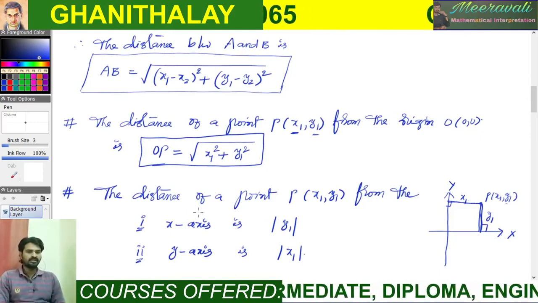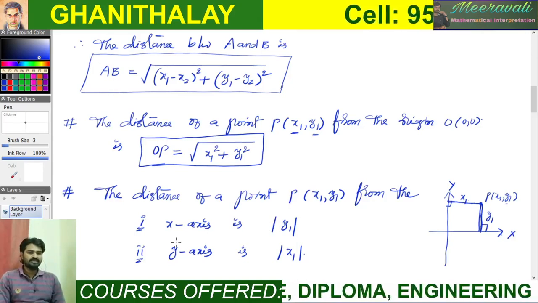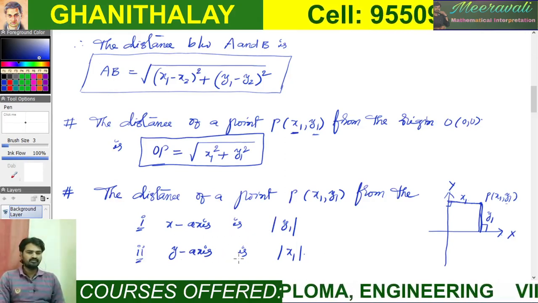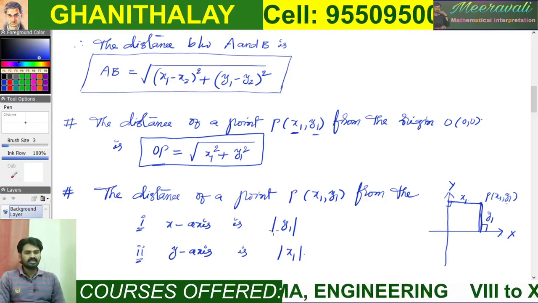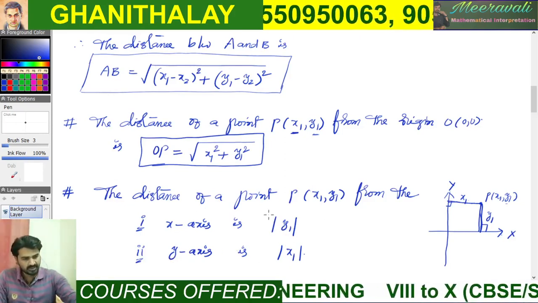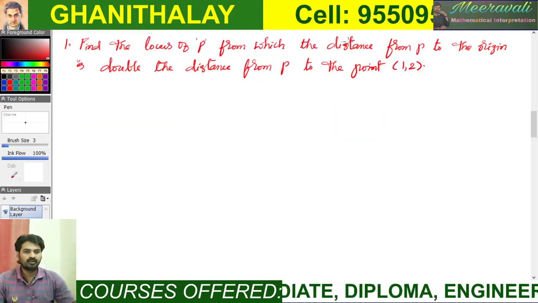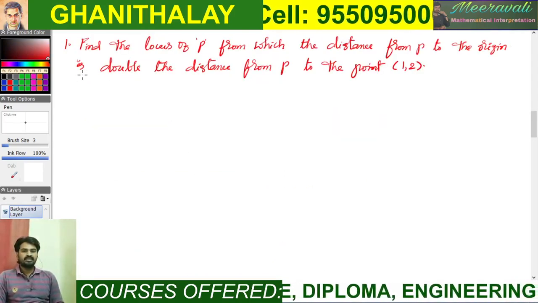Third formula: distance of a point from the axis. From the axis means the x-axis and y-axis. The distance from the x-axis is modulus of y1, and from the y-axis is modulus of x1. This is the formula. Let's see the problem here.